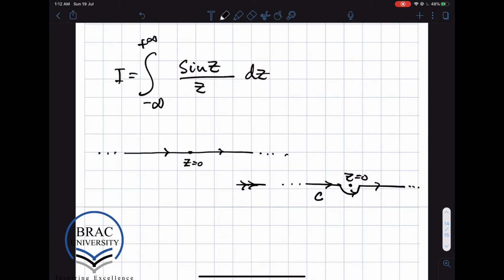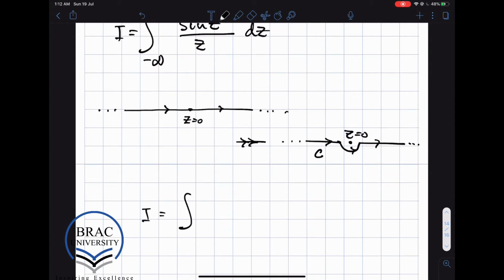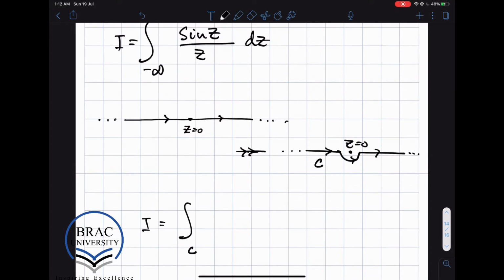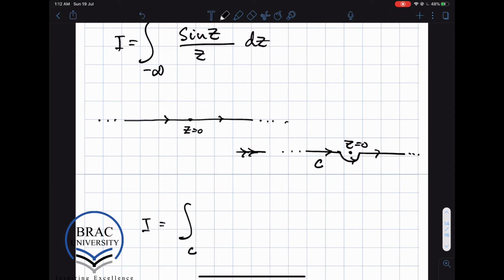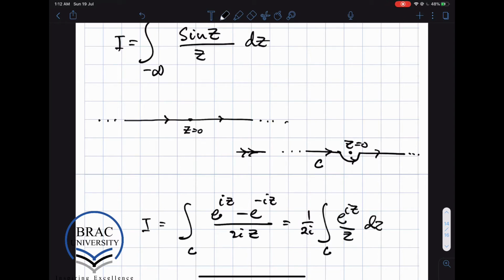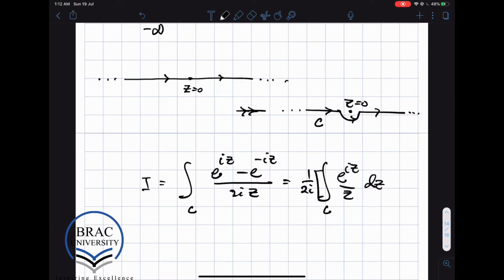And then this integral of ours, let's call it I, then becomes I equals integral over C. And now I'm going to write the sine function in terms of exponentials. So I can write it as e to the power iz minus e to the power minus iz divided by 2i. And then, of course, the z was there before. We can factor out our 1 over 2i, and then we can write out these two terms as two different integrals: integral over C of e to the power iz over z dz, and then minus integral over C of e to the power minus iz over z dz.